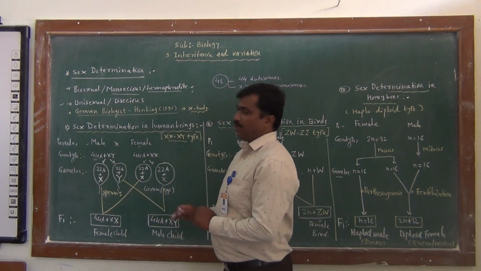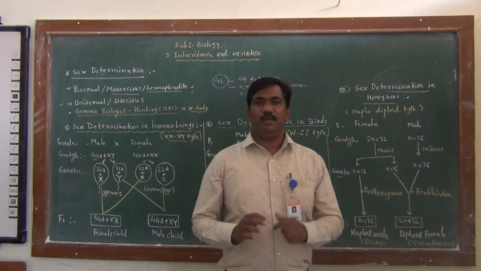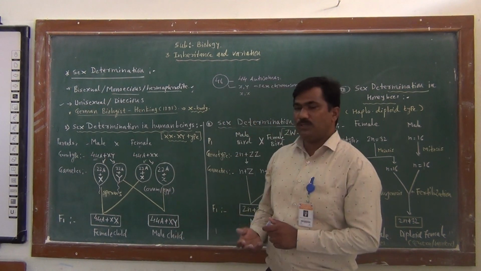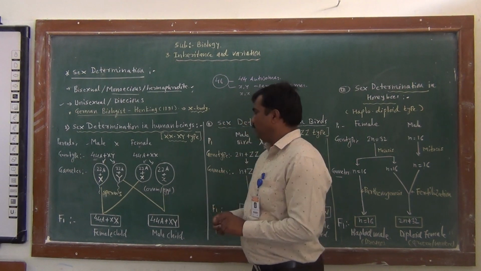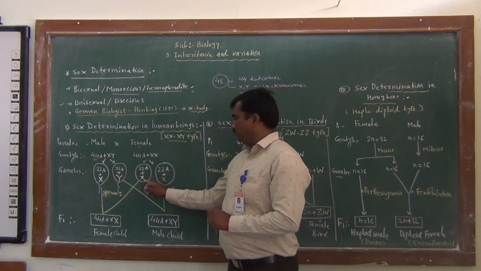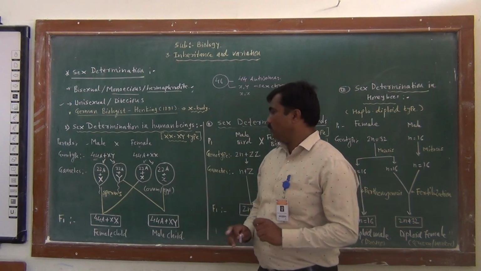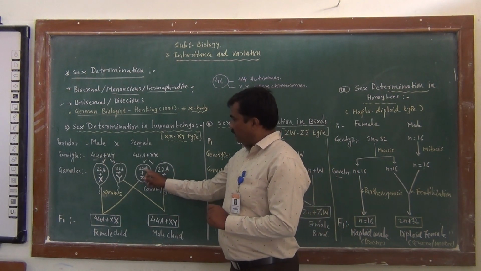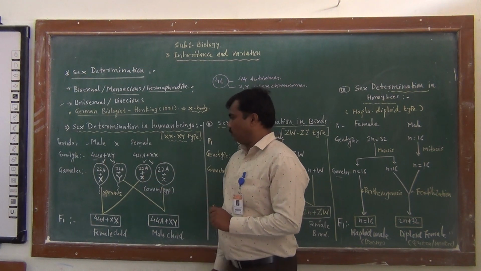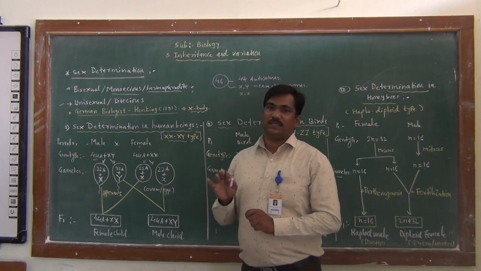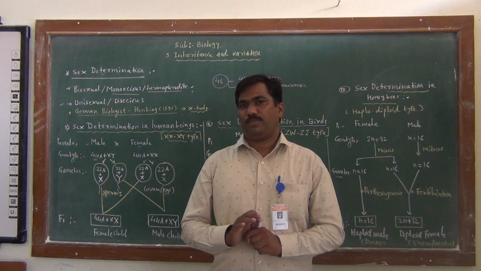Then in case of female, within an ovary, the germinal epithelial cells undergo oogenesis to produce eggs, or to form the ovum. All these eggs contain X chromosome. So this X chromosome condition is 22 autosomes and X chromosome. So eggs are similar genetically, they have only X chromosome.